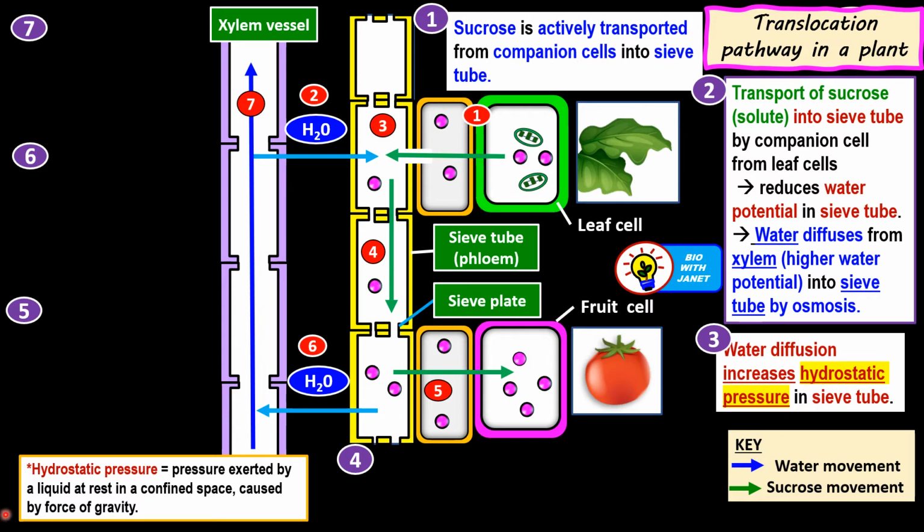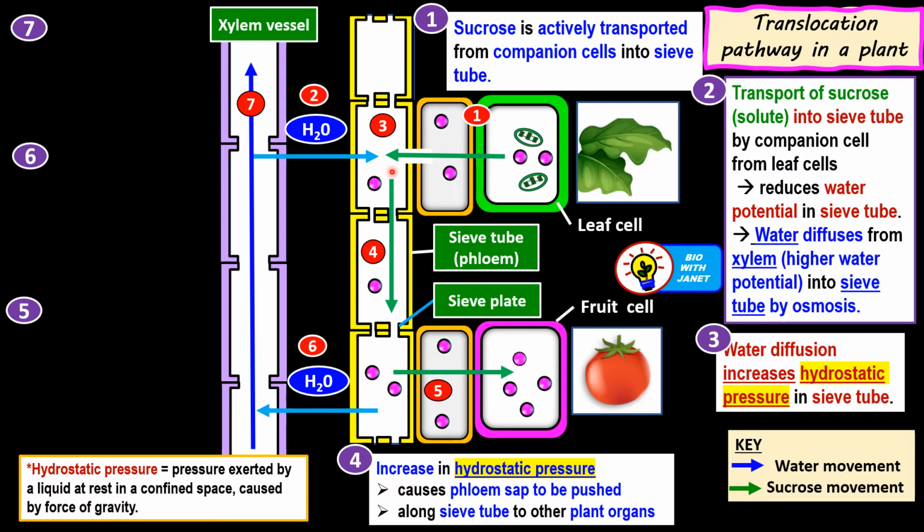What is hydrostatic pressure? Let's look at this part here. Hydrostatic pressure is the pressure exerted by a liquid or fluid at rest in a confined space caused by force of gravity. That means that now this big mass of water that has entered the sieve tubes will cause the hydrostatic pressure to increase in the sieve tube. This pressure will cause the phloem sap, including the sucrose, to be pushed along the sieve tube. Number 4, to the other plant organs like the roots, the fruits, or the growing shoots.